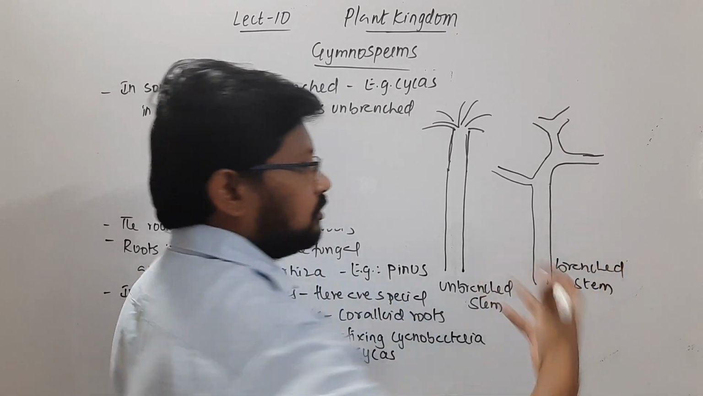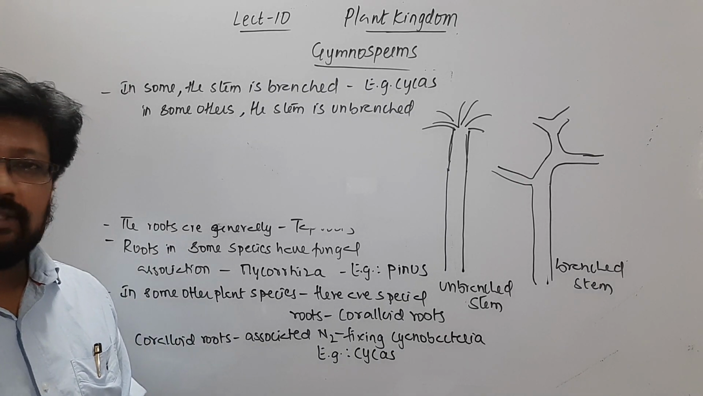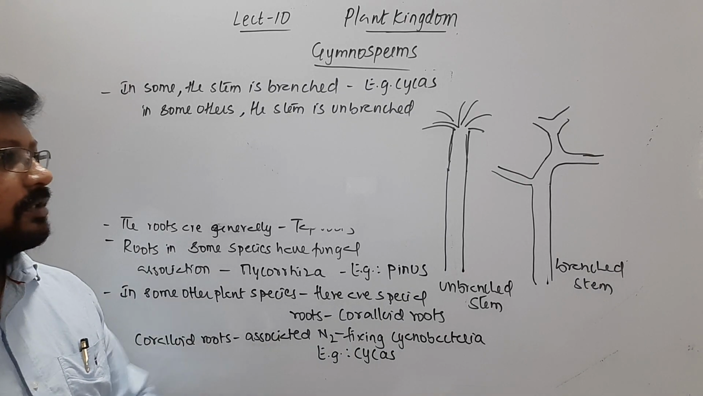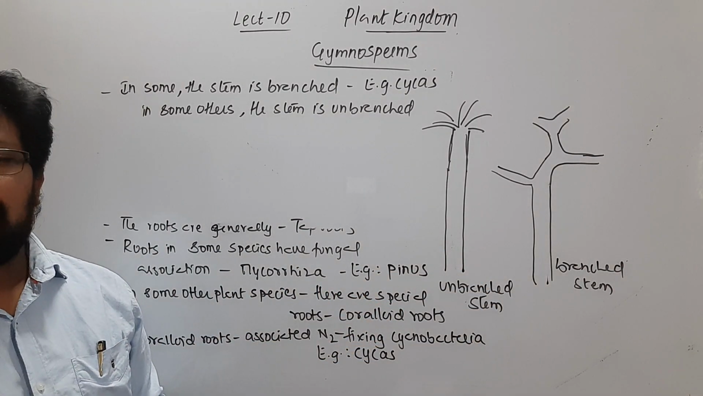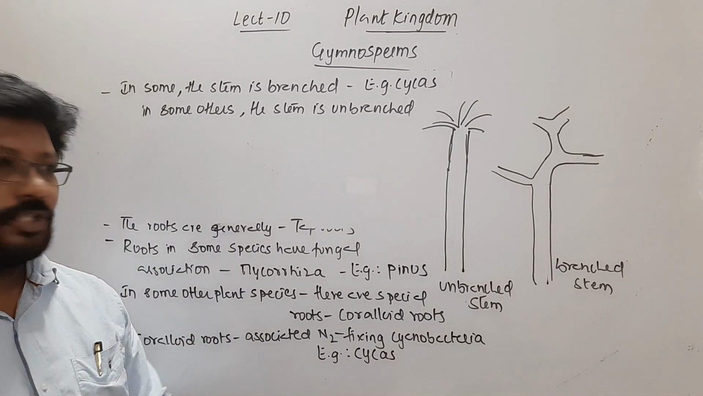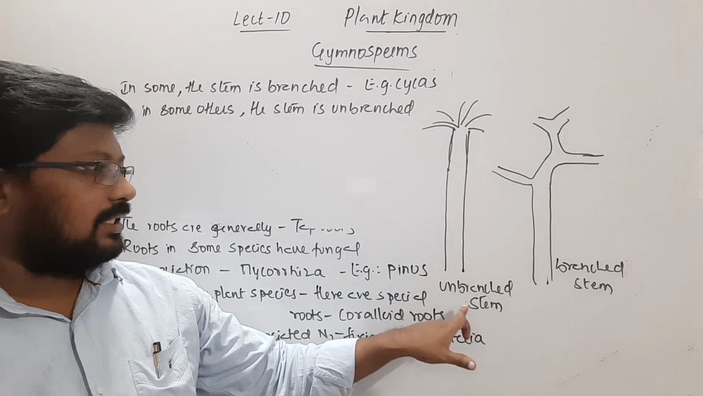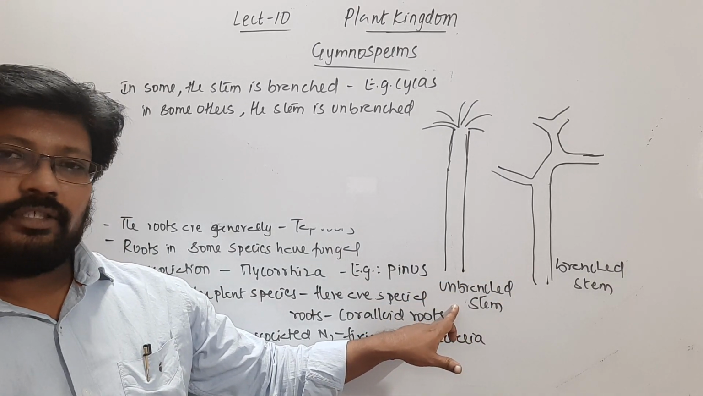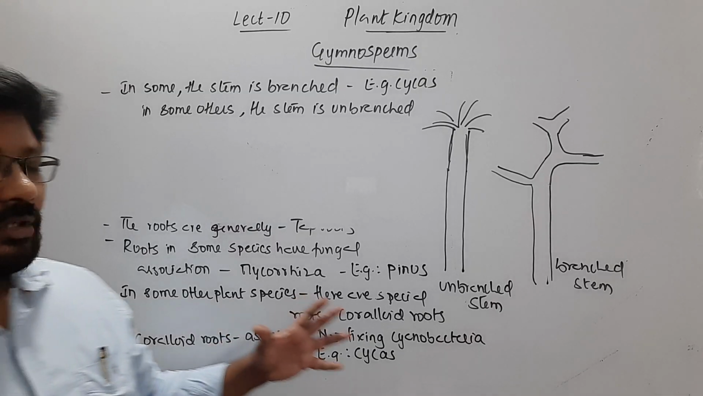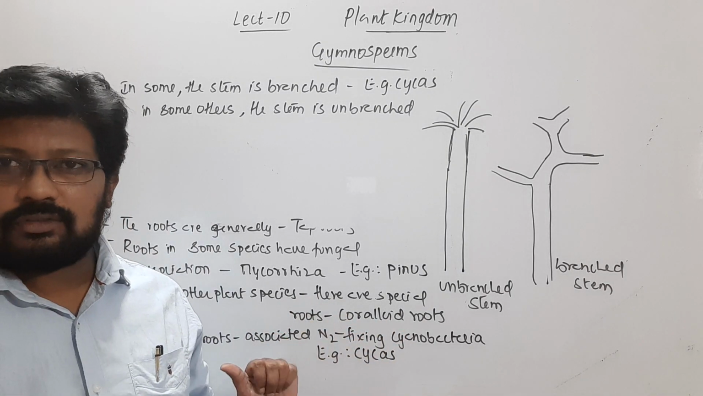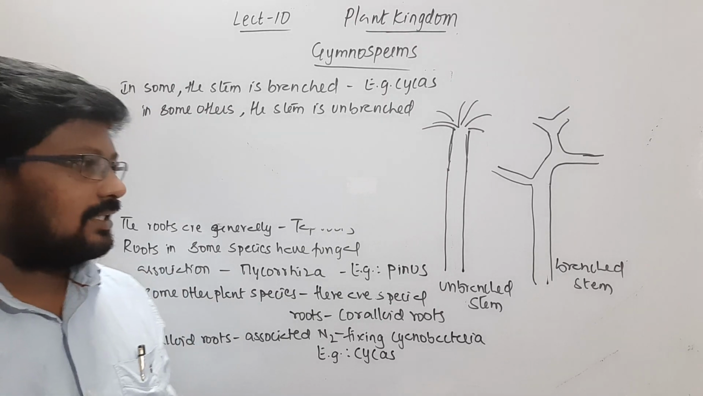How you see in the case of a mango tree, there you can see a lot of branches, so that is branched. And in the case of a coconut, how you see it is unbranched. Of course, those coconut and mango do not belong to gymnosperms. I just gave an example to help you understand.